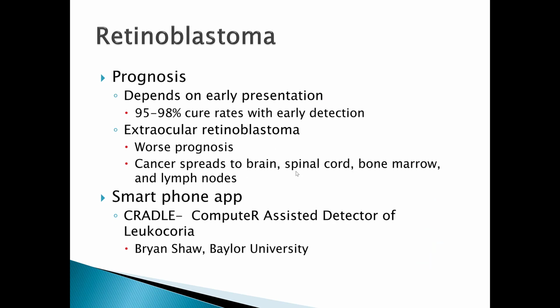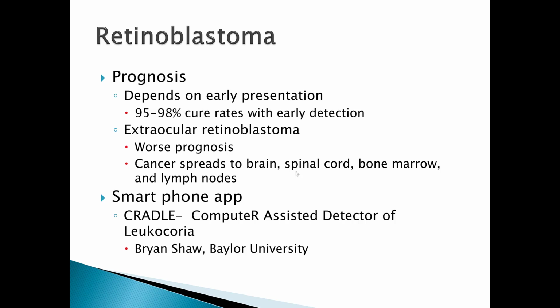Prognosis depends on early presentation. It has about a 95 to 98% cure rate with early detection, but if you don't catch it early, it can move outside of the eye into the brain and other areas. Extraocular retinoblastoma, when it has moved outside of the eye, has a worse prognosis. The cancer spreads to the brain, the spinal cord, the bone marrow, and the lymph nodes.